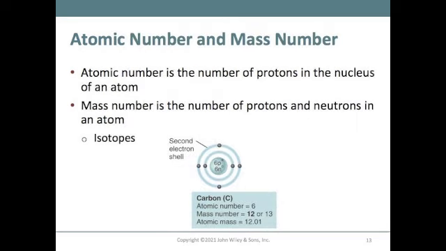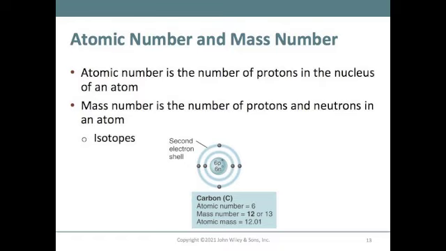Moving on to the next slide, the number of protons in the nucleus of an atom is an atom's atomic number. Atoms of different elements have different atomic numbers because they have different numbers of protons. For example, oxygen has an atomic number of 8 because its nucleus has 8 protons, and sodium has an atomic number of 11 because its nucleus has 11 protons. The mass number of an atom is the sum of its protons and neutrons. Because sodium has 11 protons and 12 neutrons, its mass number is 23.